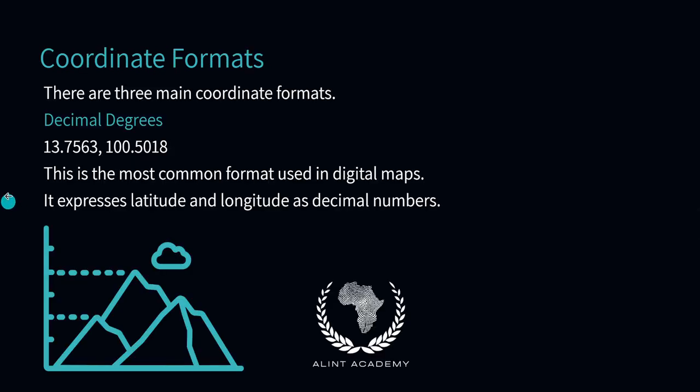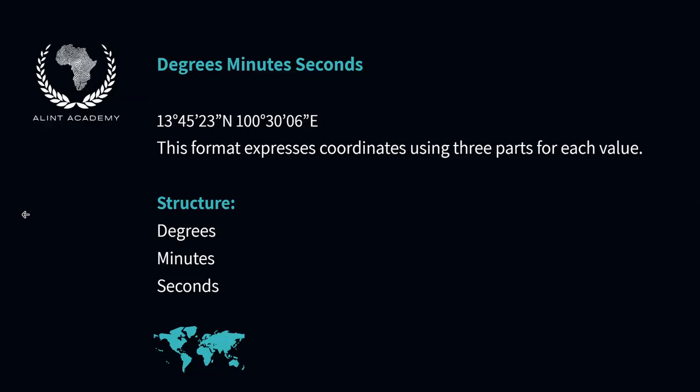Coordinate formats. There are three common formats for coordinates. Decimal degrees, for example, 13.7563, 100.5018, commonly used in digital maps. Degrees, minutes, seconds, for example, 13 degrees 45 minutes 23 seconds N, 100 degrees 30 minutes 06 seconds E, expressing each value in three parts. Degrees and decimal minutes, for example, 13 degrees 45.383 N, 100 degrees 30.108 E, often used in navigation systems.